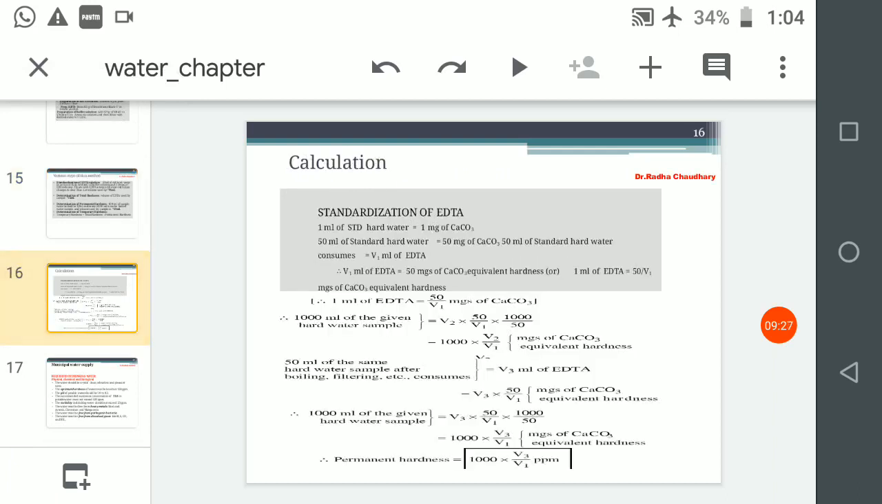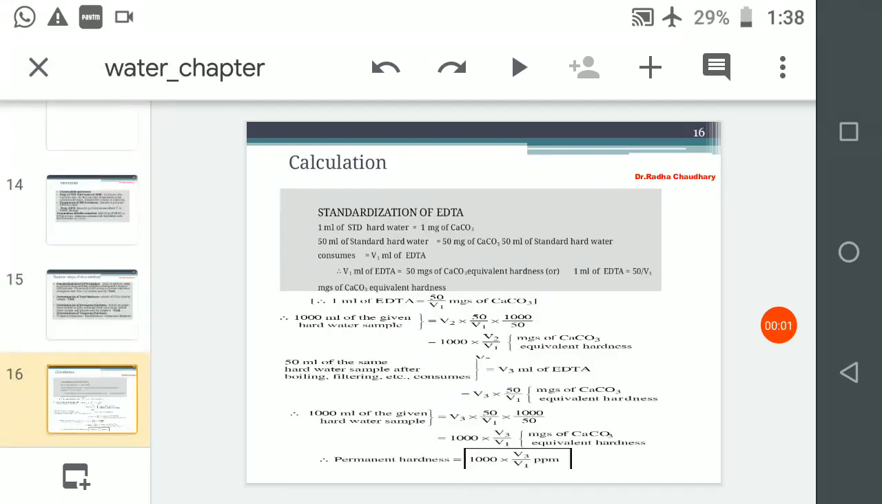Then the calculation part. Calculation means how to calculate the hardness of water. When 1 ml of standard hard water contains 1 milligram of calcium carbonate equivalent, it means to prepare the hard water, 1 gram calcium carbonate is dissolved in water. So 1 ml of standard hard water contains 1 milligram of calcium carbonate. So if we are taking 50 ml standard hard water, it means 50 ml of standard hard water contains 50 milligram of calcium carbonate equivalent.